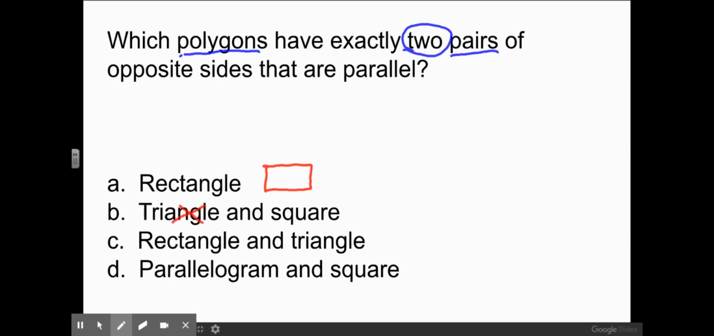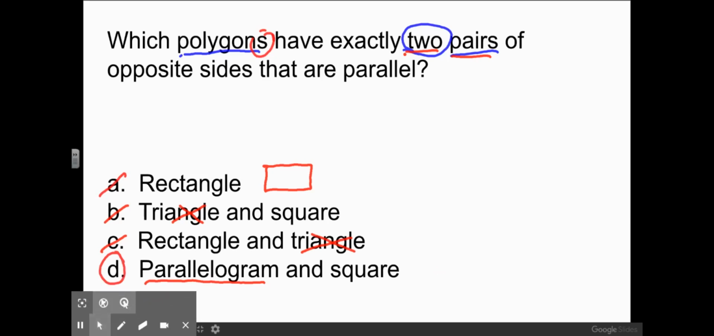A triangle does not have any opposite sides, so we can automatically cross B out and C because it also has triangle in there. And then the last option, D, says a parallelogram and square. Now, there are different shapes considered parallelograms. For example, rectangle or rhombus, they're parallelograms because they have 2 pairs of opposite sides. So that would be an option, and also a square. So we're looking for polygons. A can't be an option because it is not plural. So our best option is D.